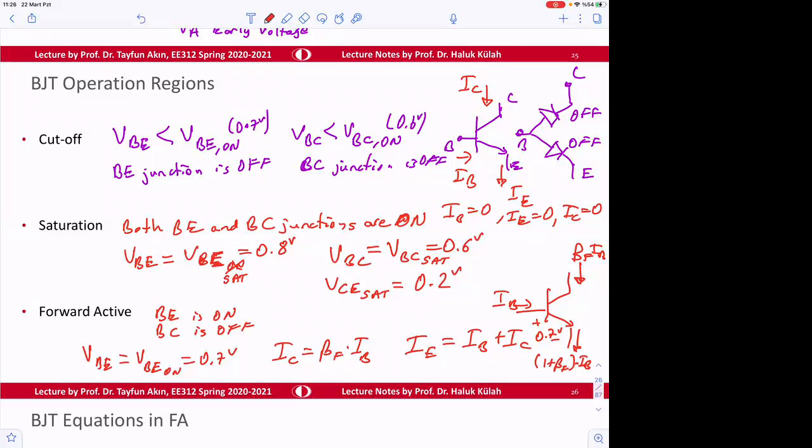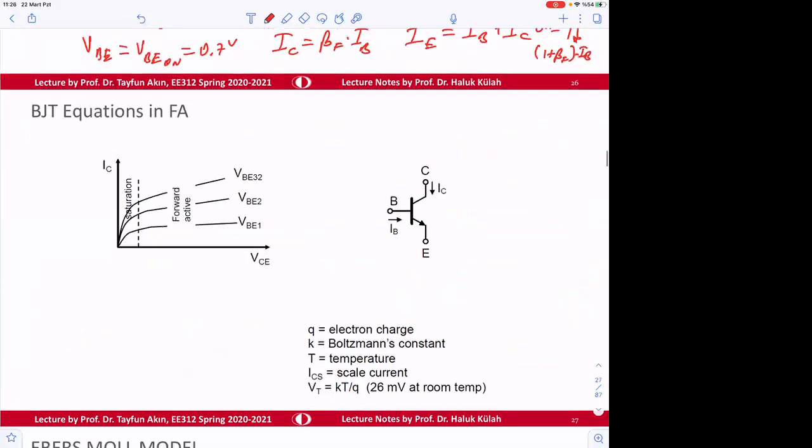So I guess this is kind of summarizing the forward active region.